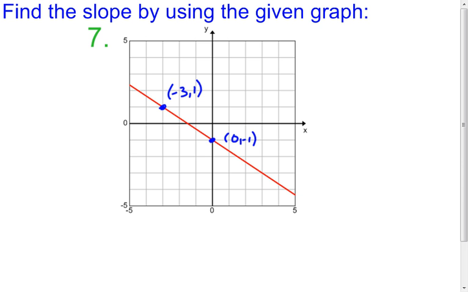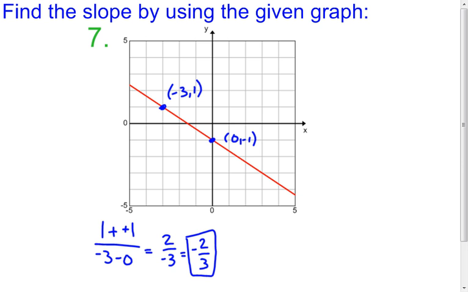So one thing you could do, and this is actually the longer way, is to do your change in y's and go 1 minus -1. Remember, your vertical change has to go on top. And since you started with 1 on the top, then you have to start with -3 on the bottom. And then I would get 2 over -3, which we know is -2/3. So that's one way to do this.